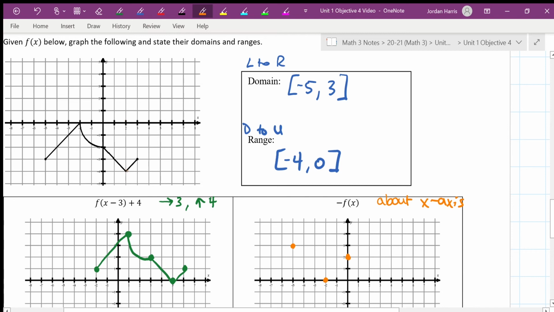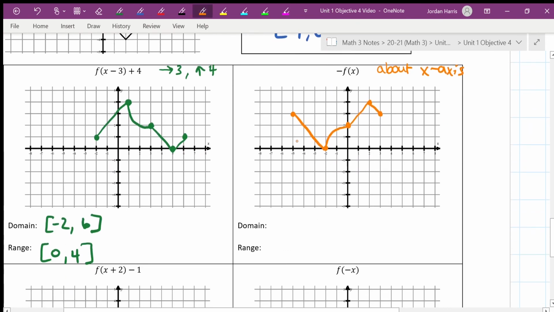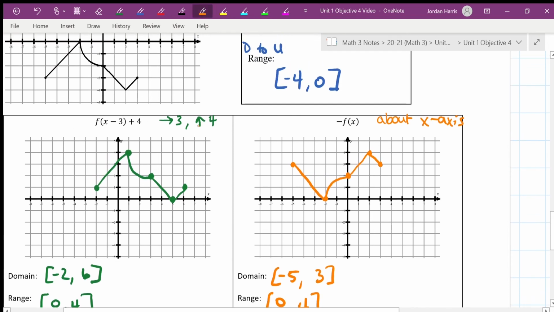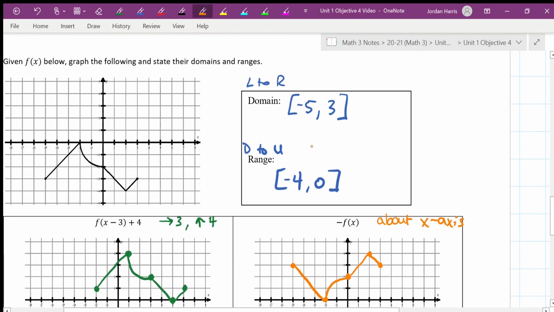This one is 4 below, so I'm going to go 4 above. And the last one is 3 below, so I go 3 above. Okay, and then it should look like it flipped, so make sure you sketch it like it flipped. And then we just answer the domain and range. So this is going from negative 5 to 3. My range is going from 0 to 4.